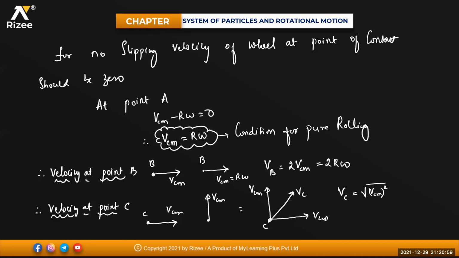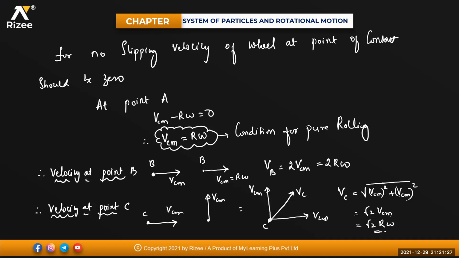VCM whole square. Okay. That means VCM plus of your VCM. Isn't it? That will become for me how much? 2 times VCM whole square plus your VCM whole square. So that will become for me root 2 times of VCM, or it is root 2 times of your R into omega at point C.